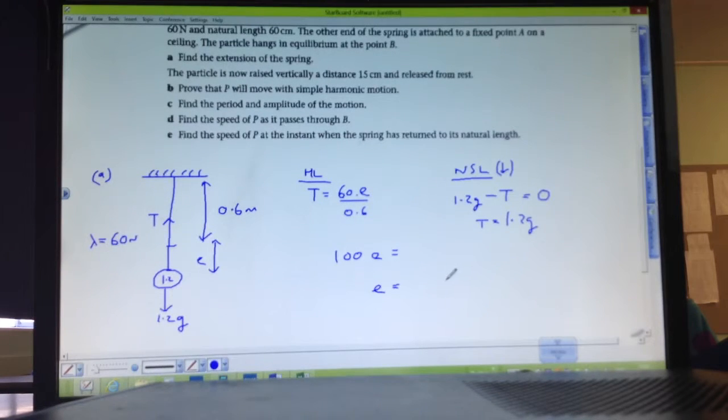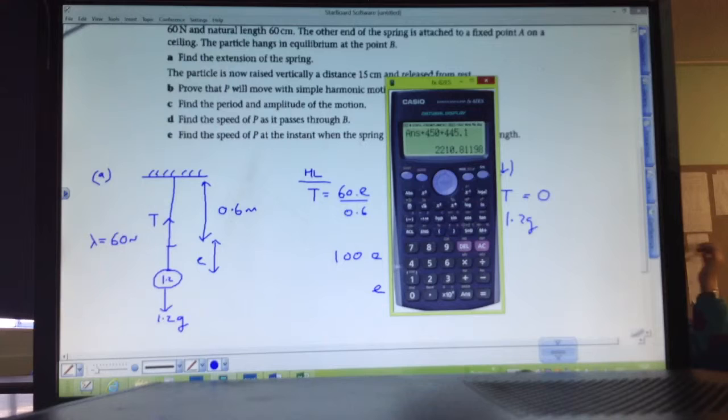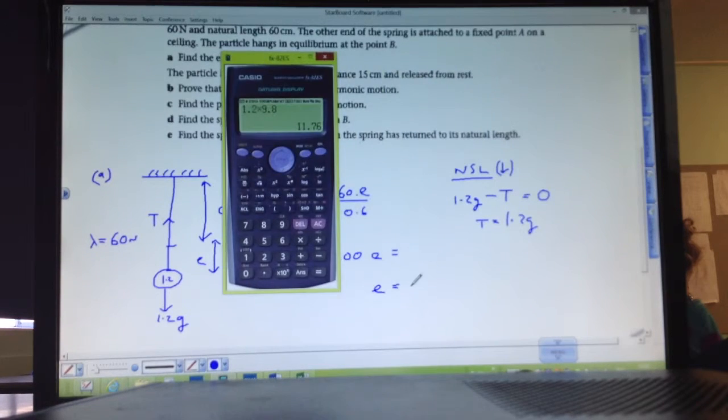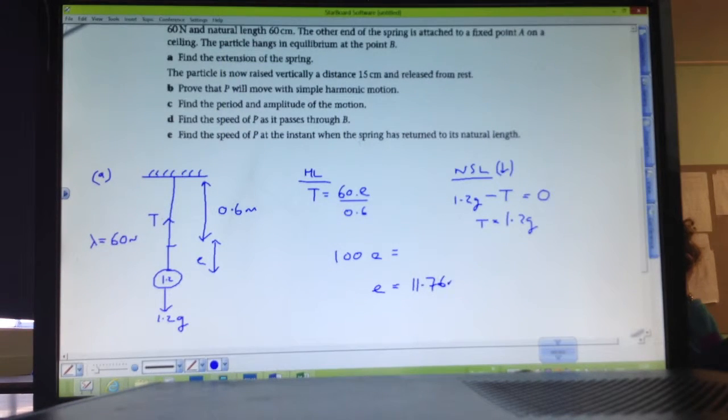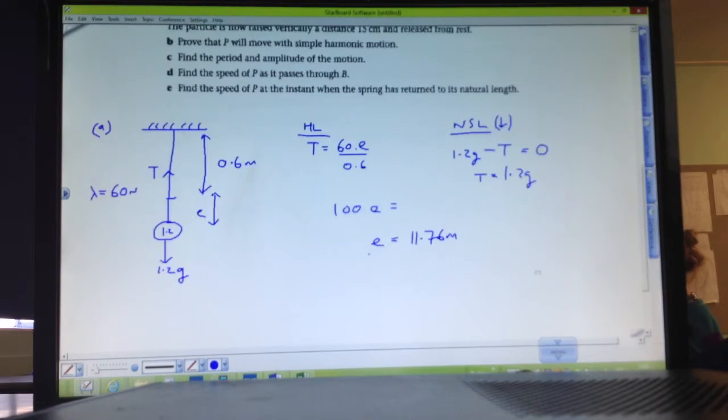So tension is 1.2 G. So we've got 1.2 times 9.8, and that equals 11.76. 11.76 newtons. Okay, is what that is, and we divide by 100. So E is equal to 0.1176 metres is the extension. Okay, or 12 centimetres rounded up. Right. Okay. So I'll probably say 11.8 centimetres.